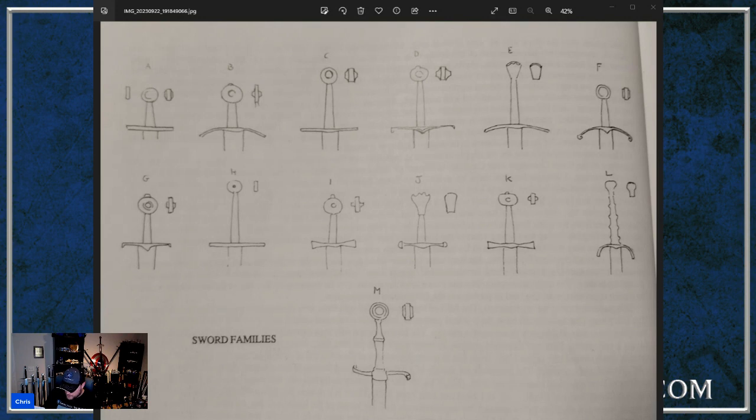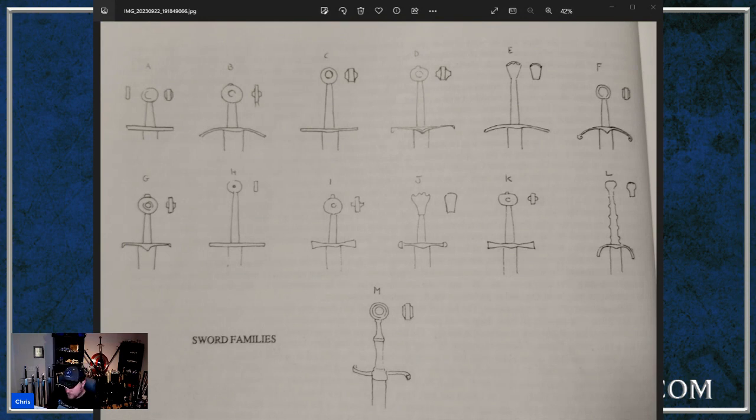And rather often thick in its earlier manifestation, so the cross itself would be thick. So that's family A. That's a very common sword type. Usually the blades are what type? 10s, 11s, and 12s.